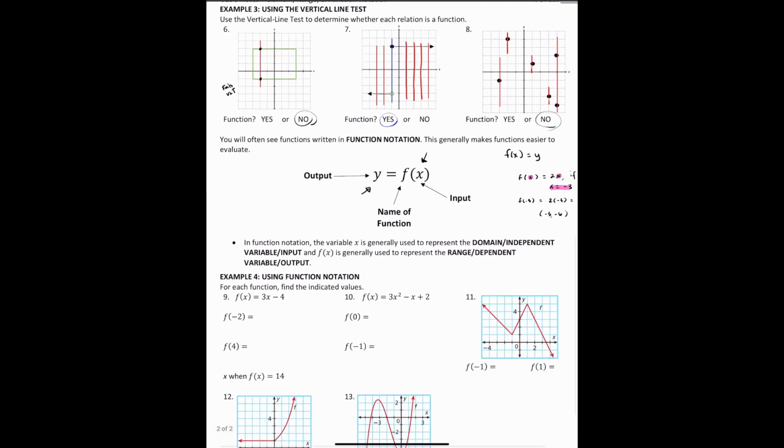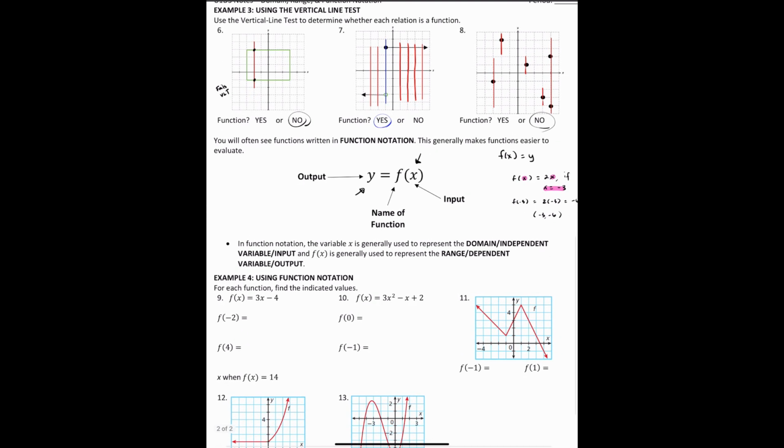All right, so now, in function notation, the variable x is generally used to represent the domain or independent variable or input, and f of x is generally used to represent the range or dependent variable or output.